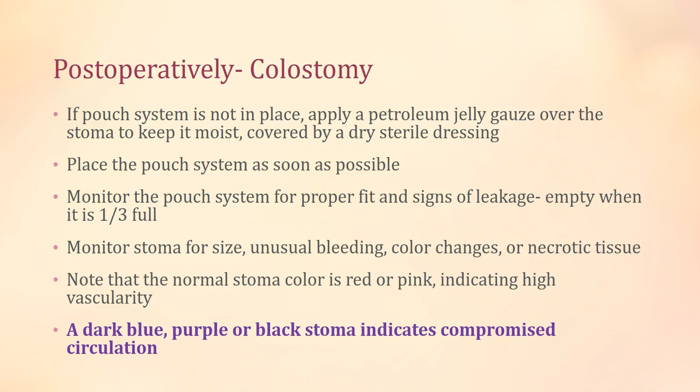If the pouch doesn't fit, you apply a petroleum jelly gauze over the stoma to keep it moist, and then cover it with a dry sterile dressing to keep it as clean as possible. Place the pouch system as soon as possible. Monitor the pouch for proper fit and signs of leakage, emptying it when it's one-third full. Monitor the stoma for size, unusual bleeding, color changes, or necrotic tissue. If it's not nice and beefy red with a little bit of blood, which means it's very vascular, then something has gone wrong.